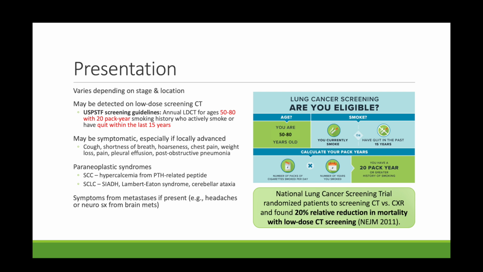So previously that age group was 55 to 80, I believe, and they required a 30-pack year smoking history. But in 2021, they actually expanded their guidelines to include patients ages 50 to 80 with just a 20-pack year smoking history, and anyone that actively smokes or has quit within the last 15 years. With low-dose screening CTs, we are able to detect lung cancers at an earlier stage, which often spares patients from more aggressive therapies. If cancer is detected at an early stage, then oftentimes patients won't even need any systemic therapy, and they can just be treated with either surgery or radiation.